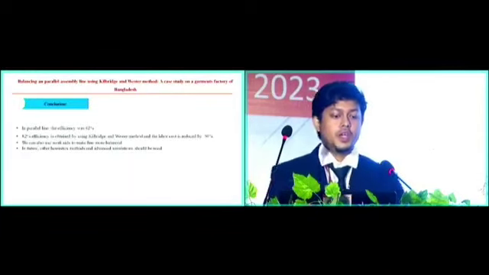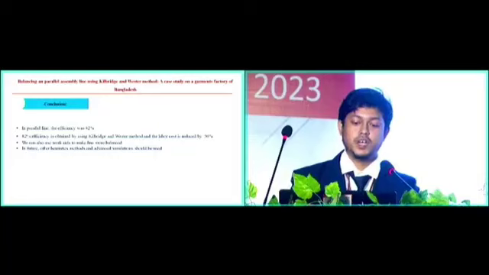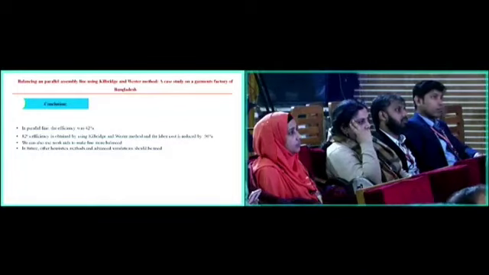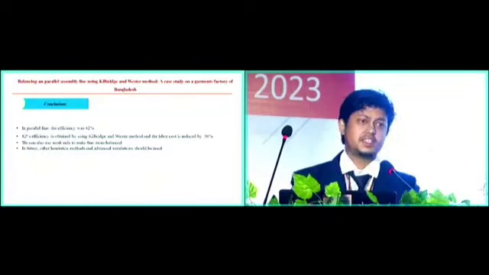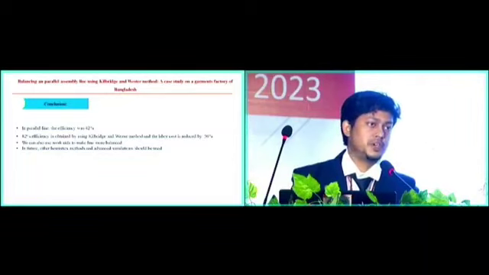Conclusion. In parallel line, the efficiency was 42%. 82% efficiency is obtained by using the Kilbridge and Wester method, and the labor cost is reduced by 50%. We can also use work aids to make the line more balanced. In future, other heuristic methods and advanced simulation should be used. It is a simple study which shows a comparative study between parallel stations and the Kilbridge and Wester method. I have found the Kilbridge and Wester method more efficient and cost effective.